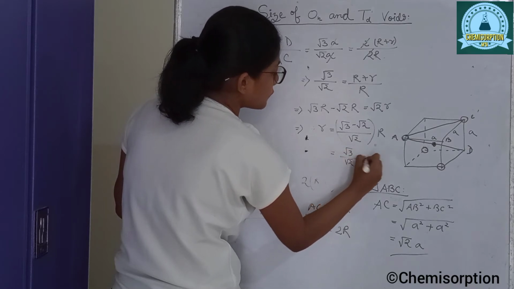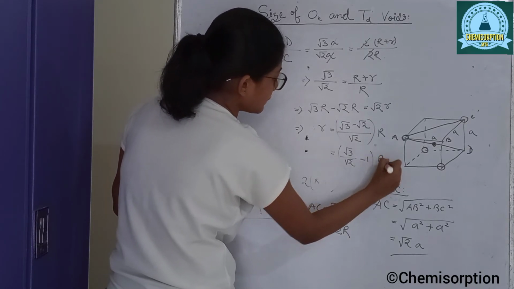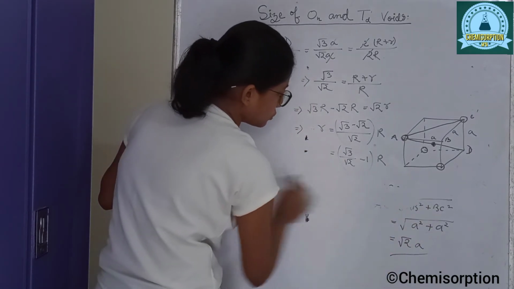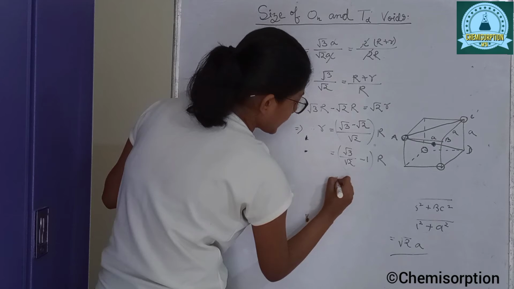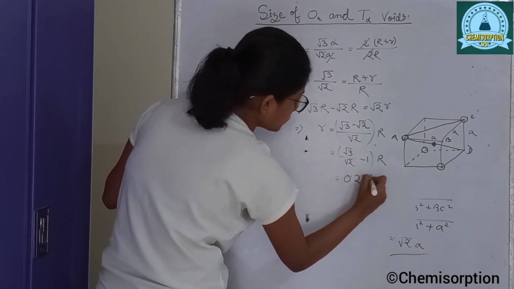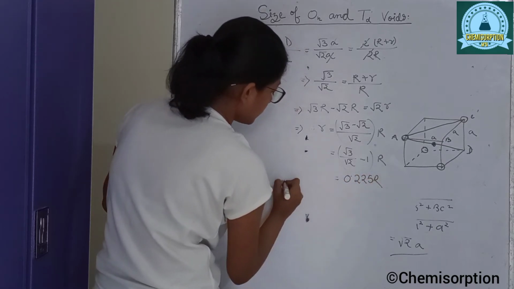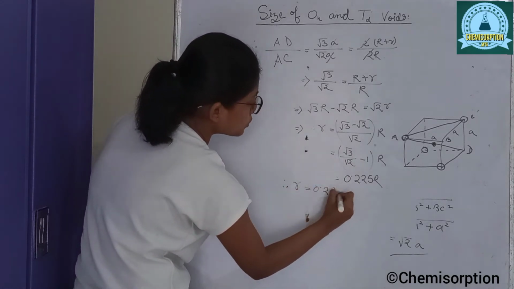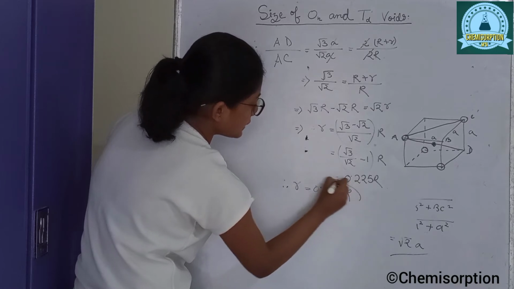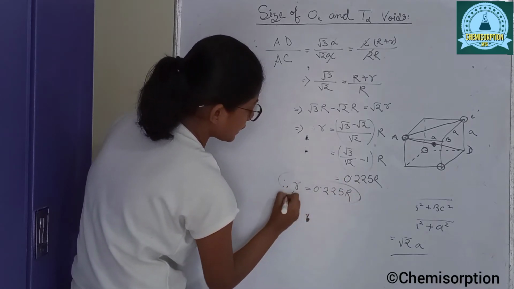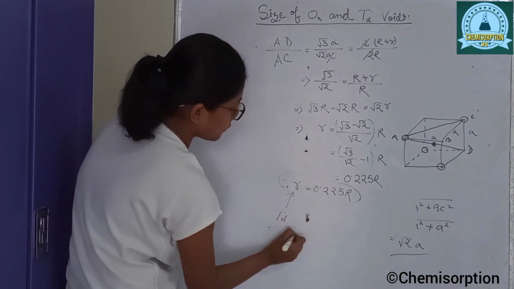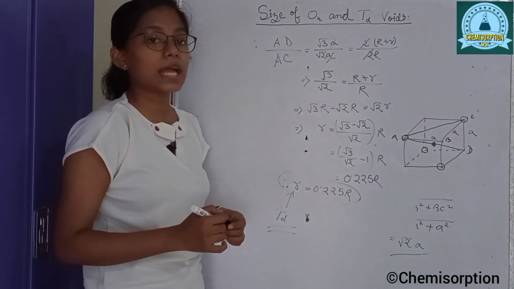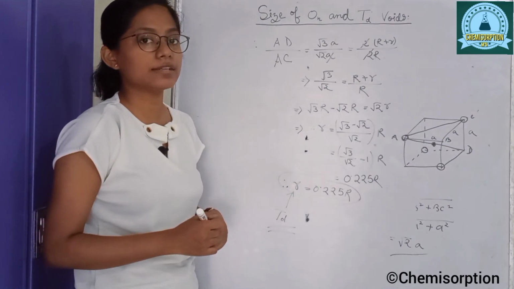Or if we simplify it we will get this relation, and putting the value of root 2 and root 3 we will get 0.225 R. So therefore for tetrahedral void r is equal to 0.225 of the radius of the sphere forming this tetrahedral void. So this is how we can calculate the size of the tetrahedral and octahedral void.